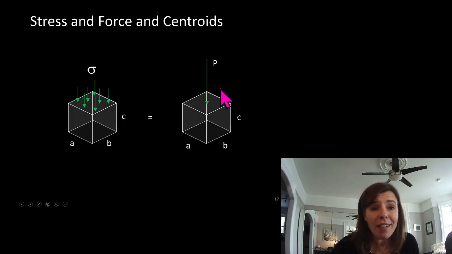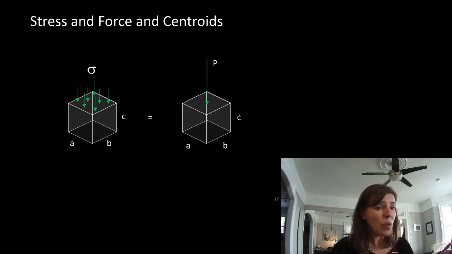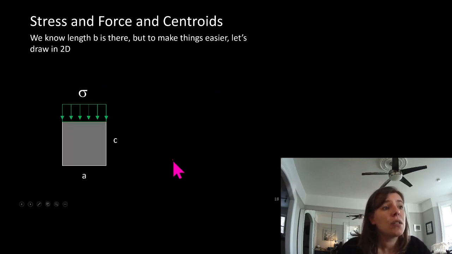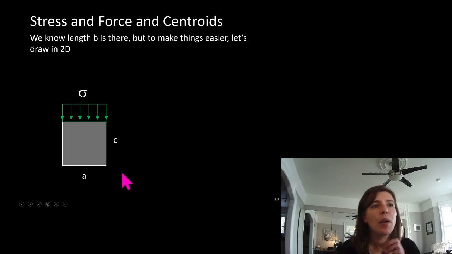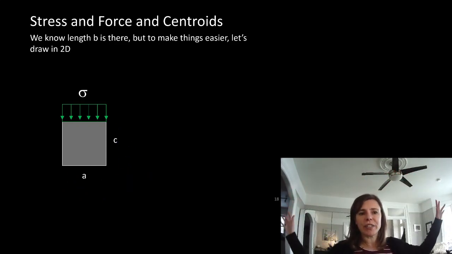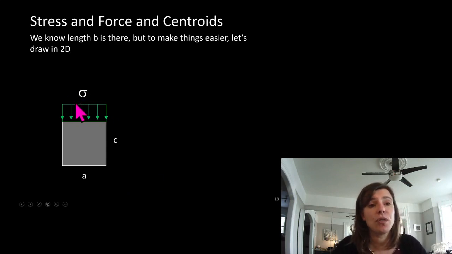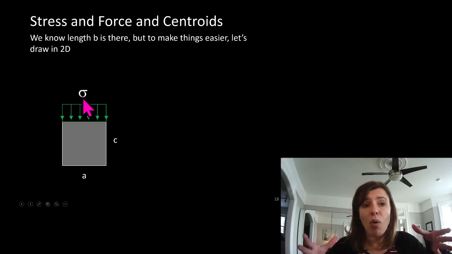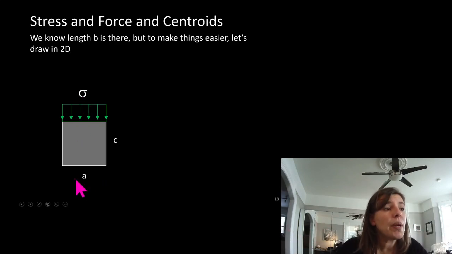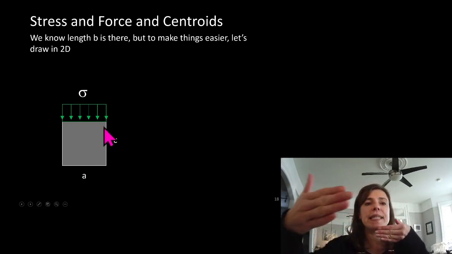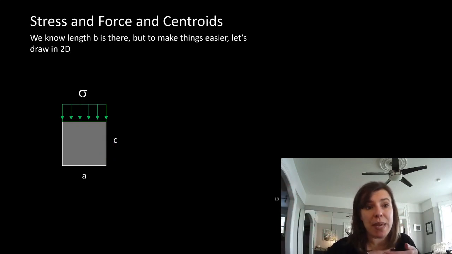So, since it's really hard to draw in 3D, we often simplify the world into a 2D diagram. We have A, and we have C, which was the height, but B disappeared. It's like a mirage, it's gone. But we know it's there, because look, this says stress. And stress is over an area of some sort. So even though we're only seeing the dimensions A and C, we are talking about it knowing that there is some undefined dimension B back there.